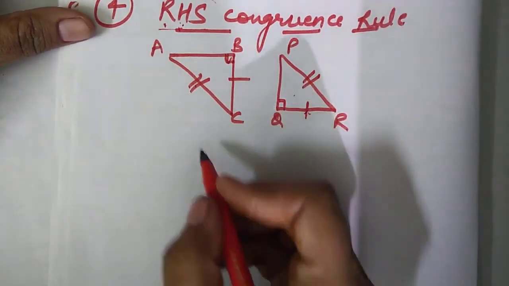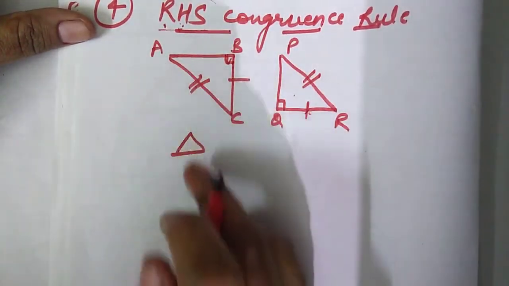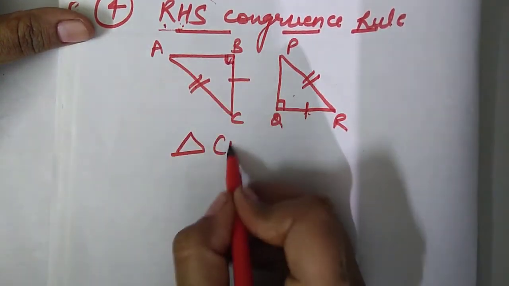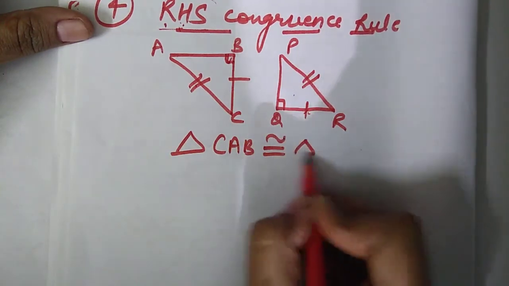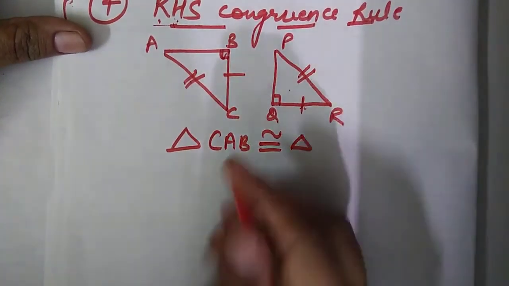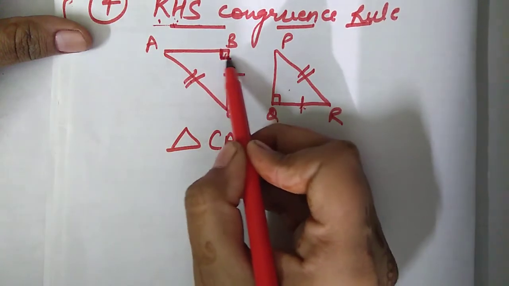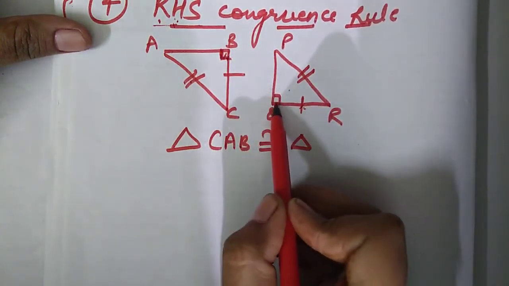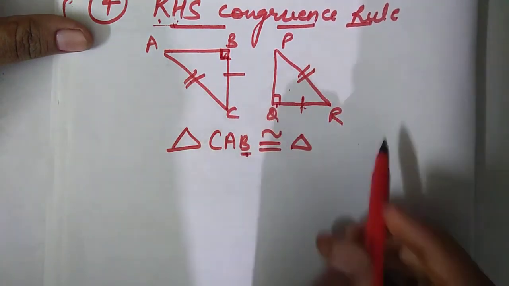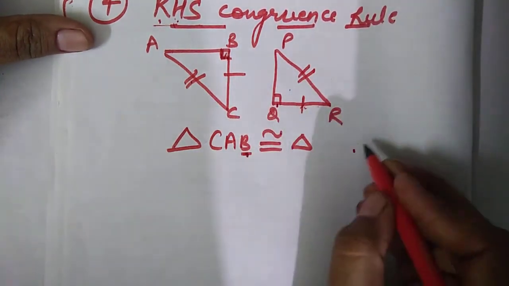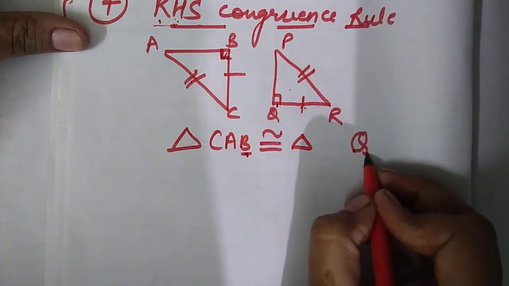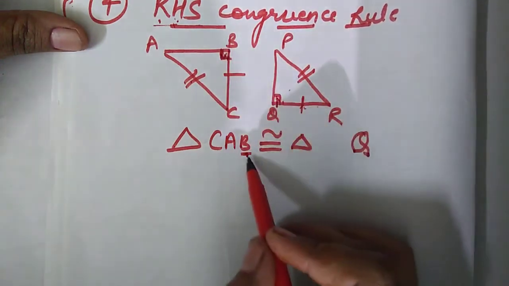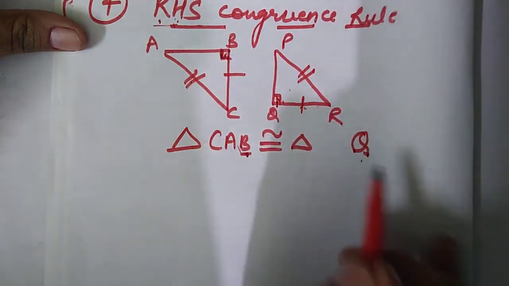So let us write the name in symbolic form. Let us write the name in any order. Let it be CAB. CAB is congruent to. Now I will write the name in symbolic form. Here at B there is 90 degrees and in this triangle at Q there is 90 degrees. So B is at third position. So corresponding to this triangle, we must have Q at third position because B and Q are equal and they are 90 degrees. So the places of B and Q must be the same.